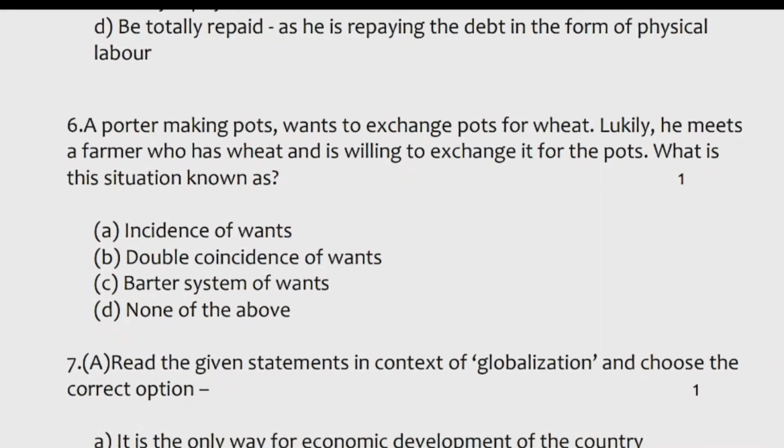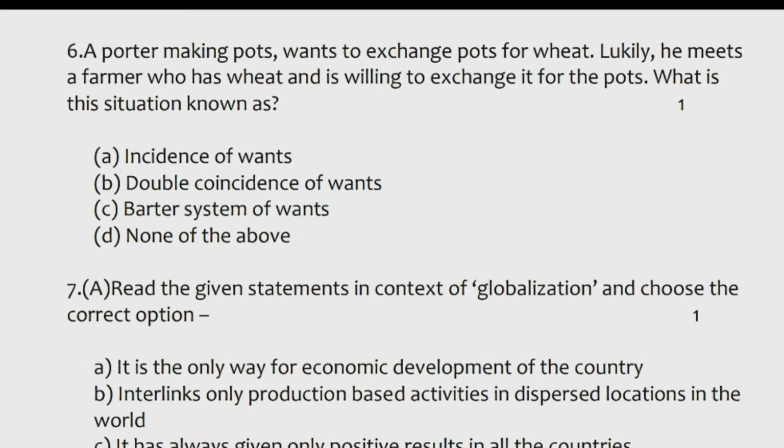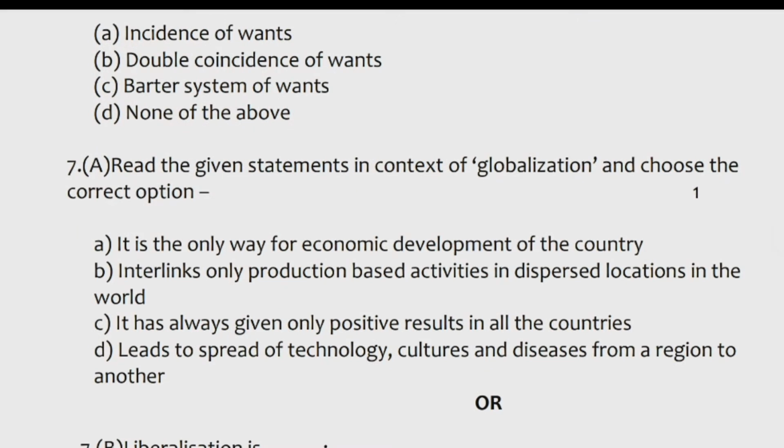7a. Read the given statements in context of globalization and choose the correct option. A. It is the only way for economic development of the country. B. Interlinks only production-based activities in dispersed locations in the world. C. It has always given only positive results in all the countries. D. Leads to spread of technology, cultures and diseases from a region to another.